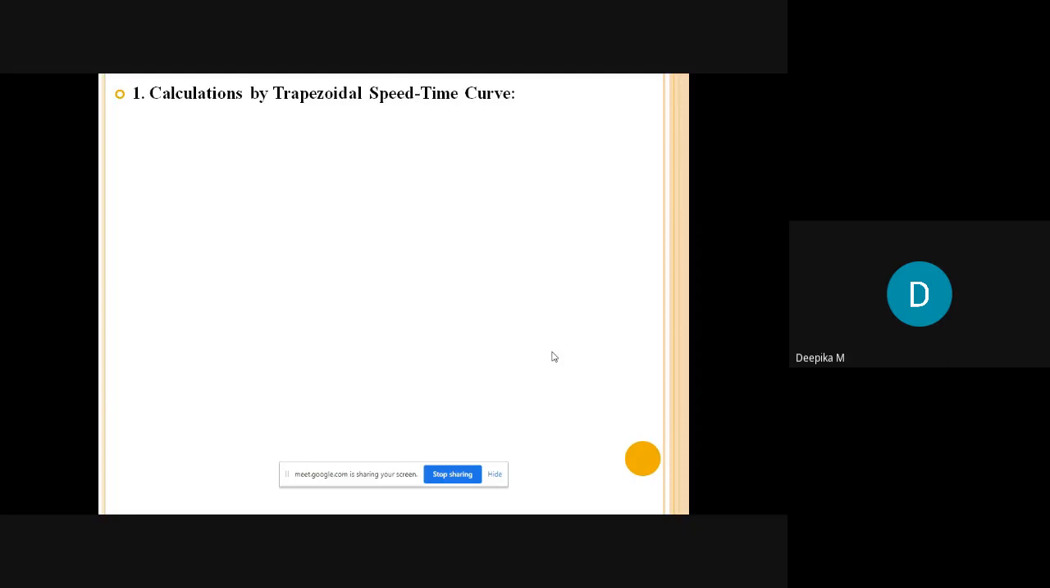So that mainline service curve can be simplified into a trapezoidal form of curve. And the quadrilateral curve belongs to the suburban service, where the distance between the two stations is small, and the coasting period will be more. That is nothing but the suburban service. For that curve, usually it is simplified in the form of a quadrilateral curve. Now we will study how the derivation of this trapezoidal speed time curve goes on.